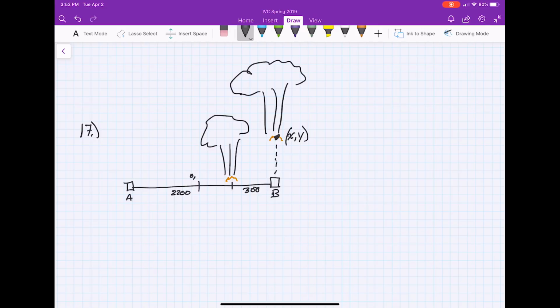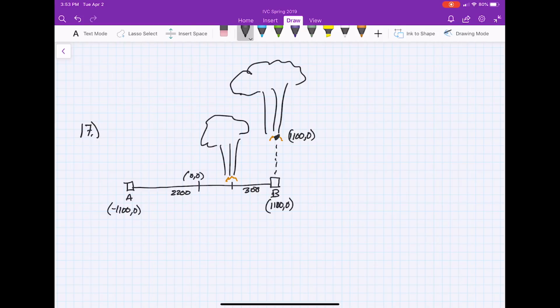Our middle point here, we can call that 0, 0. That means A is negative 1100, 0. And our recording device B, it would of course be at 1100, comma 0. And instead of XY, we can call it actually 1100, comma Y, because we don't know what Y is. Well, I put 0. That's wrong.